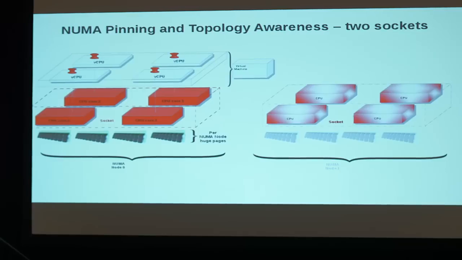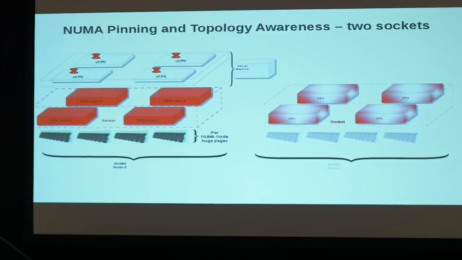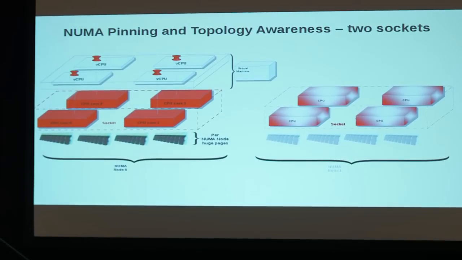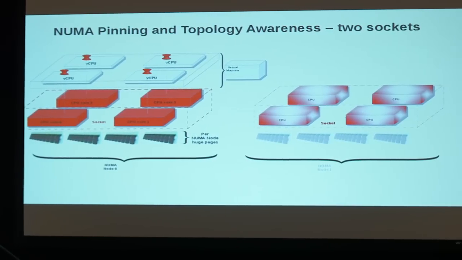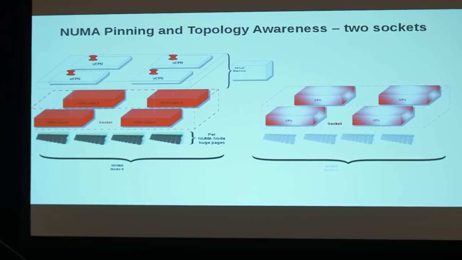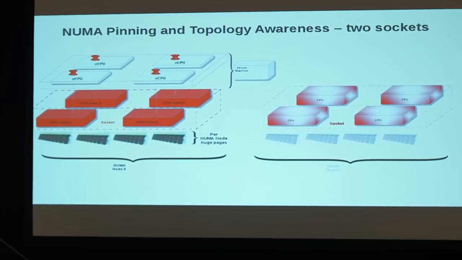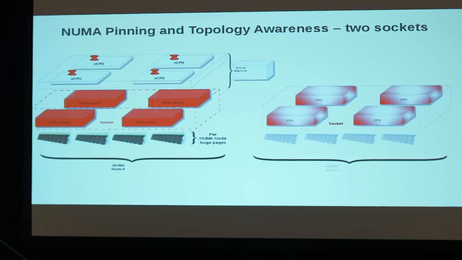Now I duplicated this so you can see that it scales. Now we have 2 NUMA nodes. You can imagine 4 NUMA nodes, 8 NUMA nodes, and the Nova scheduler will place the virtual machine on the NUMA node that you specify, or will place it on the same NUMA node as the PCI device that you have in your guest.